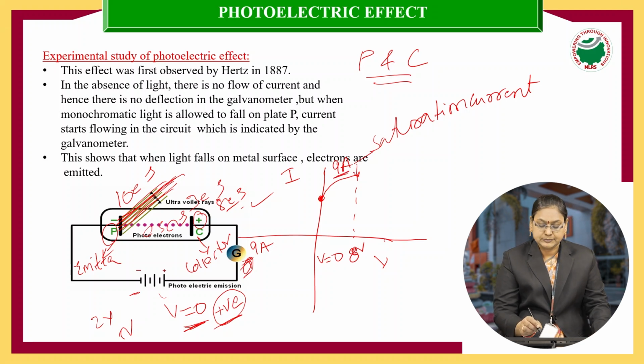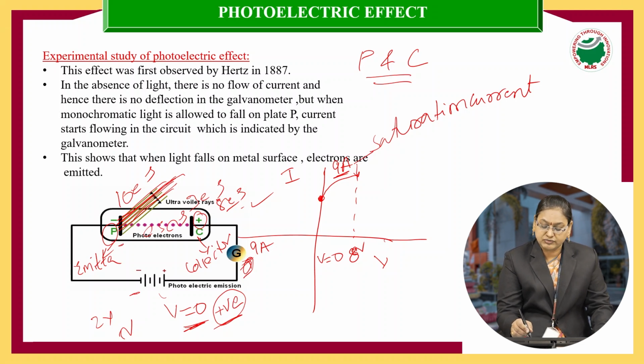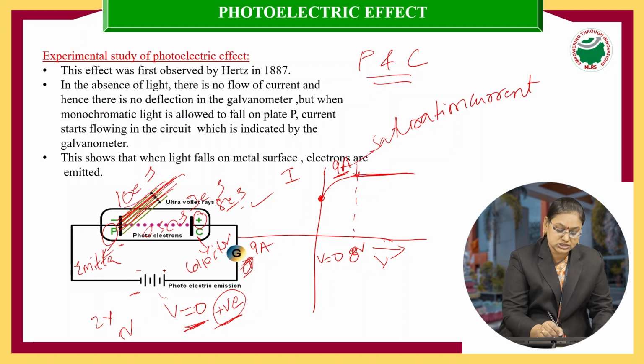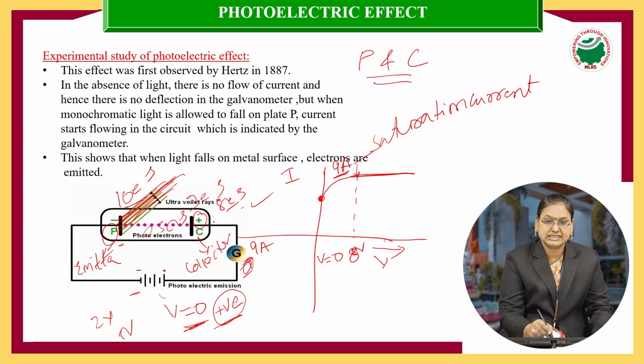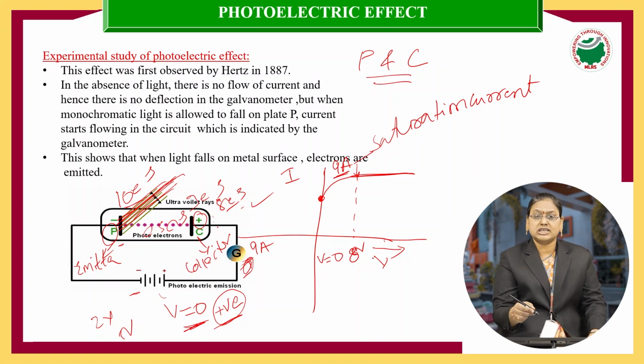That means at saturation current, all the 10 electrons emitted by the plate P are reaching the plate C. Now, after reaching the saturation current, if you still increase the voltage, what is happening? Current is remaining constant. Why does current remain constant? All the 10 electrons which are emitted here have reached the plate C. Now, there are no electrons to reach the plate C. After 8 volts, though you are giving voltage, there are no electrons left at plate P to reach C. So, therefore, there will not be any change, the current remains constant.